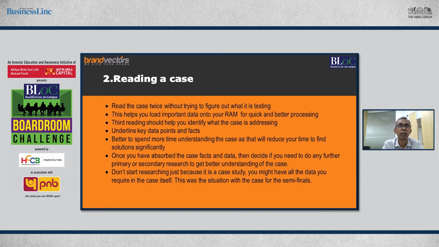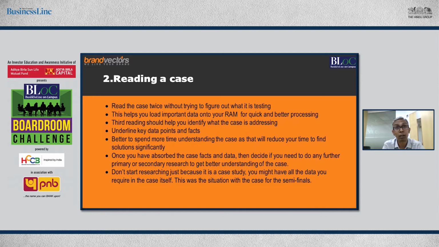First of all, read the case twice. Just keep reading the case twice without even trying to think of what you're trying to get out of the case. Why we say that is, it is important to get a lot of data or information into what we call RAM, or random access memory. Only once it gets onto your random access memory can you quickly start processing that information and trying to get interpretations out of it. So for the first two times, just read the case without looking at what output you are looking for.